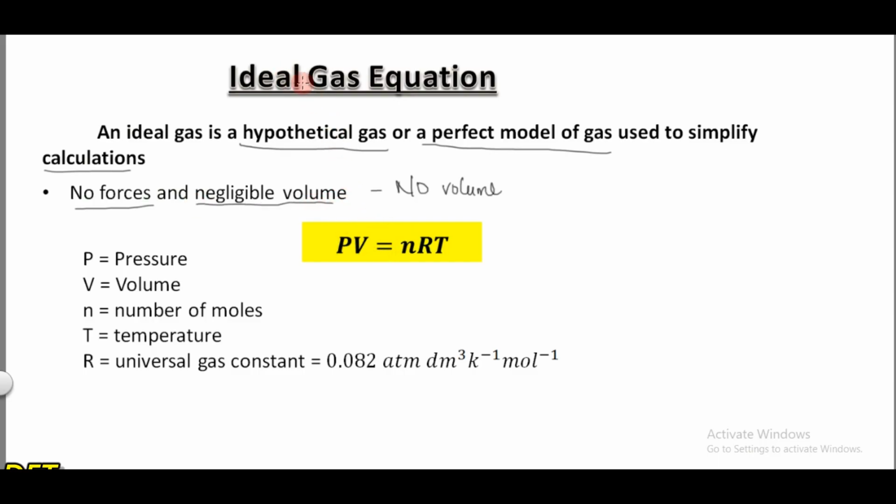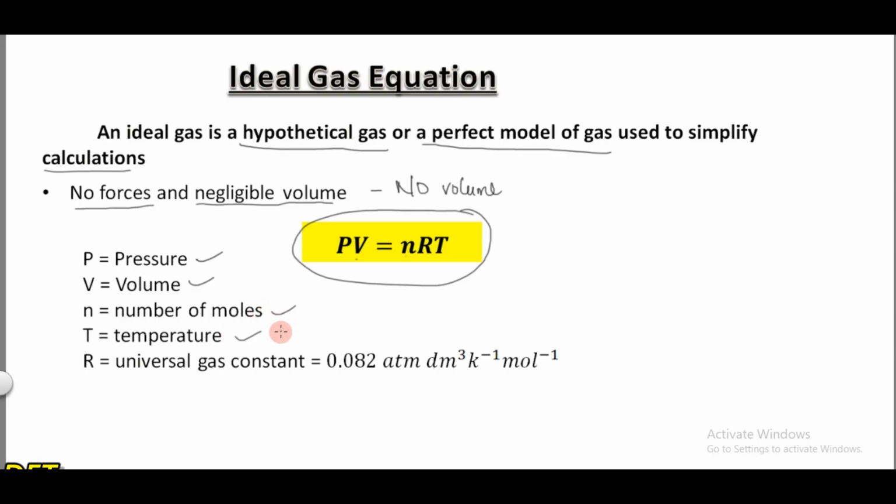So the ideal gas equation is PV = nRT. This is the ideal gas equation. This is the equation for an ideal gas. PV = nRT, where P in this formula stands for the pressure, V stands for the volume, n in this formula stands for the number of moles of the gas, and T in this formula stands for the temperature of the gas.